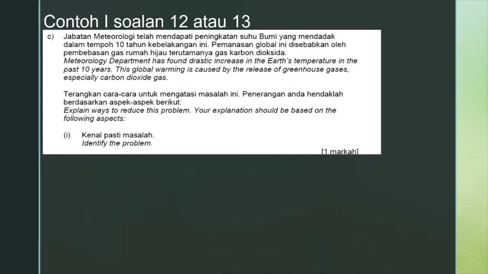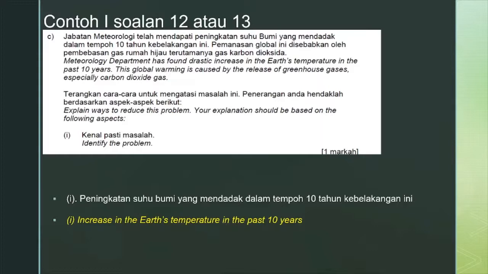Baik. Untuk aspek yang pertama, kenal pasti masalah. The first aspect is us to identify the problem. So, inilah dia. Kenal pasti masalah. Peningkatan suhu bumi yang mendadak dalam tempoh 10 tahun kebelakangan ini. Alright, the first aspect, identify the problem. Increase in the Earth's temperature in the past 10 years.